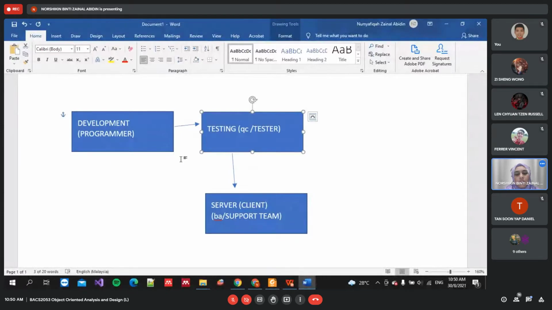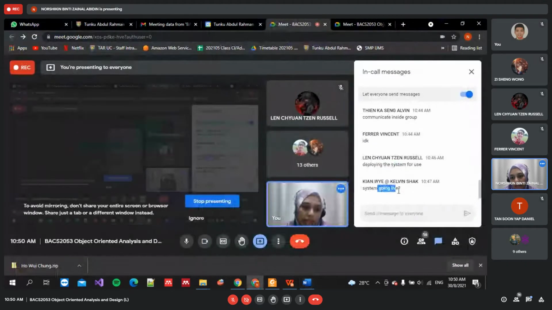So deployment is actually a process where we transfer our system into the environment. Environment, here, server. Oh, sorry, server. Okay, server. So where we transfer our product system into the server. That is deployment. We put into the server. Okay, that is deployment. However, there's one term, going live.